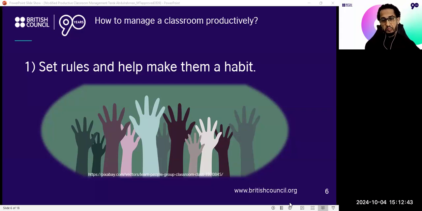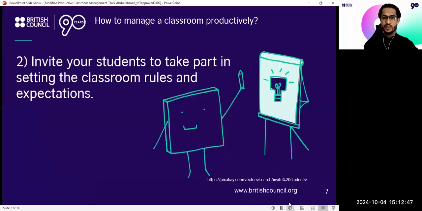Okay. Still, point 2, related to setting rules. But this time, I suggest that every teacher needs to invite the students to take part in setting the classroom rules and expectations. So as a teacher, we don't just dictate the rules.